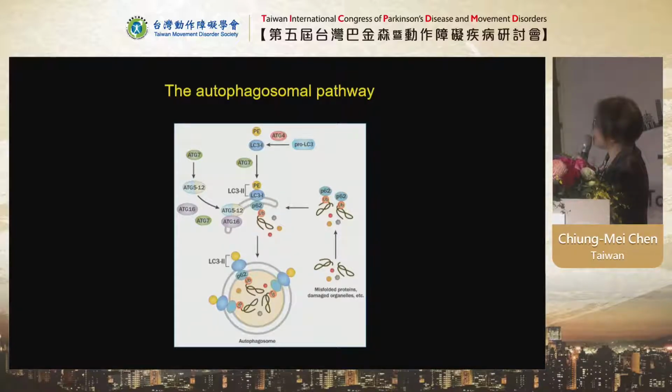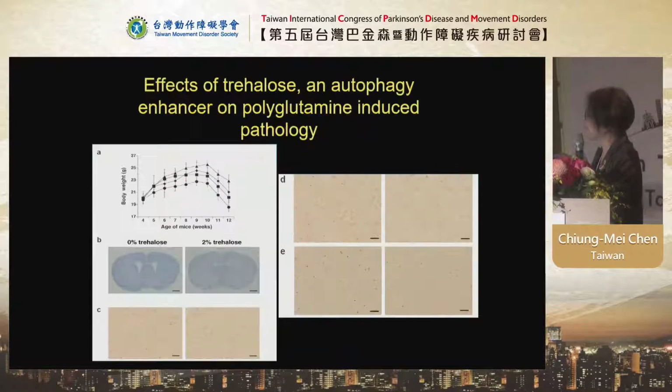Pro-LC3 is activated by ATG4 and ATG7 to form LC3. LC3 is critical in autophagosomal formation. And LC3 is representing autophagolysosome activity. So that is a marker for autophagolysosome.